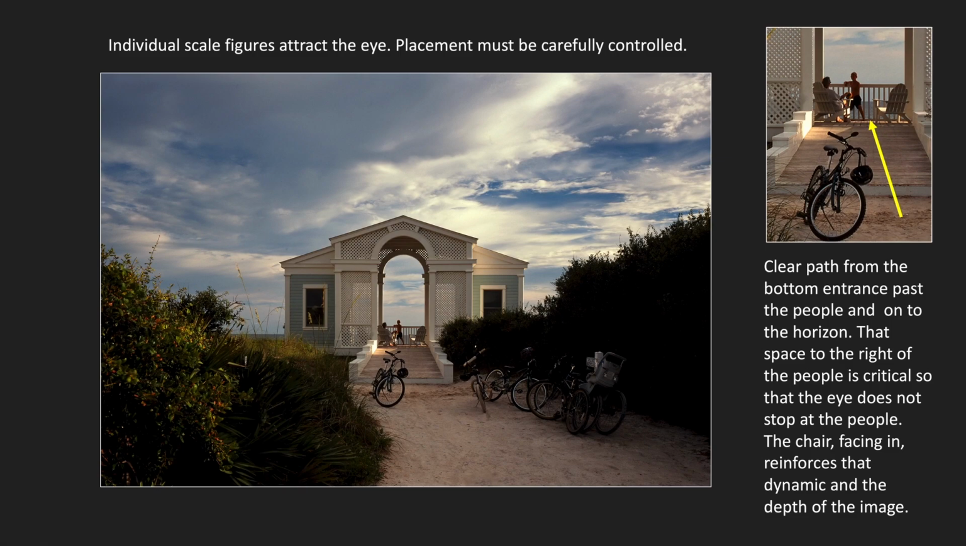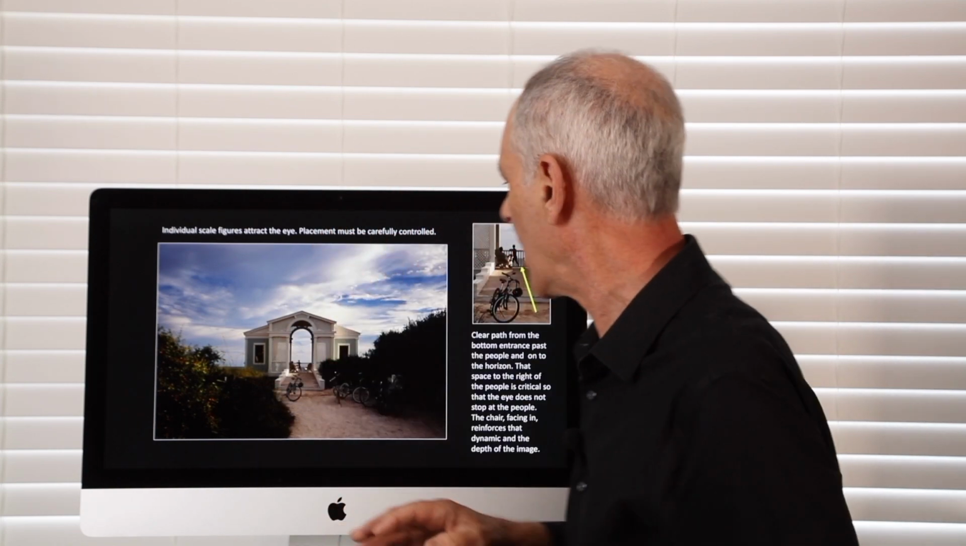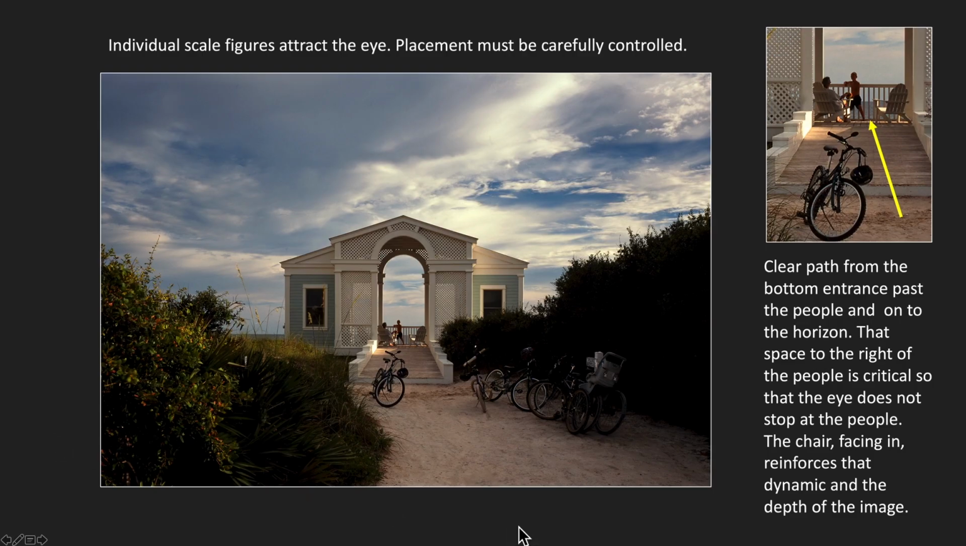Now, individual scale figures will attract the eye, particularly if there's only one or two of them. Your viewer's eye will go right to it. And if you're not careful, your viewer's eye will go to that image and freeze on it. So what I've done here, here's my entrance in, here are the people. What I've given the viewer, I've moved my people over this way.